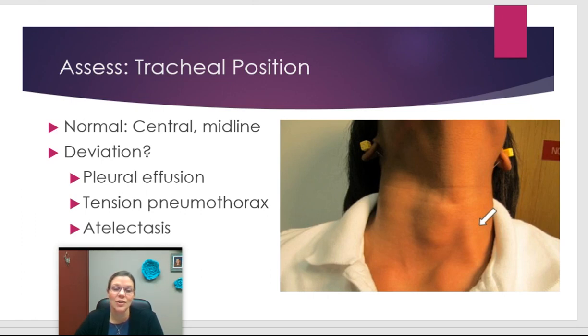Deviations can occur due to a pleural effusion where one of your lungs has collapsed. It can be caused by a tension pneumothorax. It can even be caused by atelectasis. So this woman has tracheal deviation to the left.